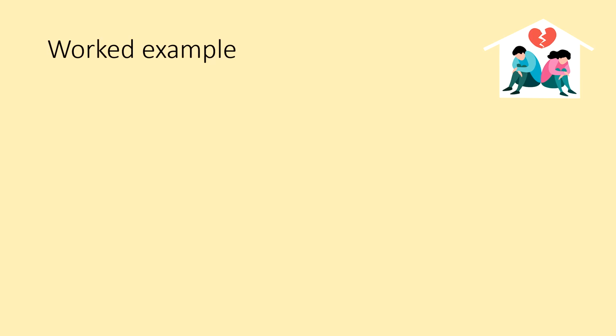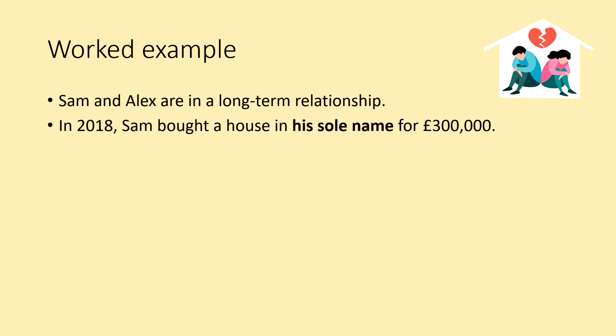So let's do one worked example together, just to make things a bit clearer. Let's say that Sam and Alex are in a long-term relationship, and a couple of years ago in 2018, Sam bought a house in his sole name for £300,000. So only his name appears on the title, and he's the one protected as the legal owner. Okay.